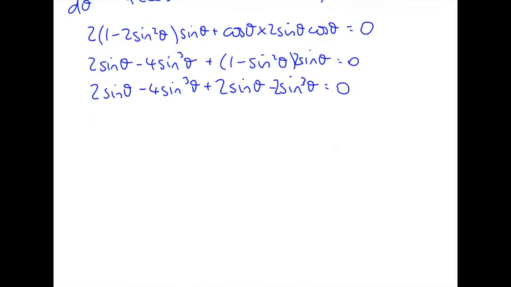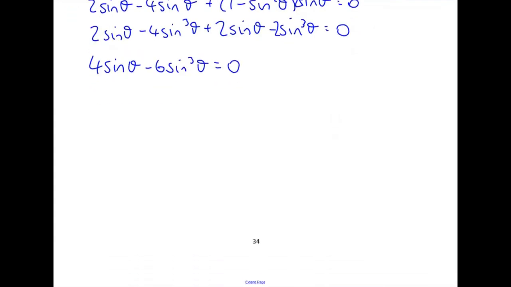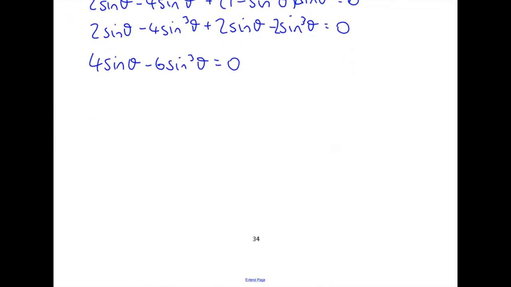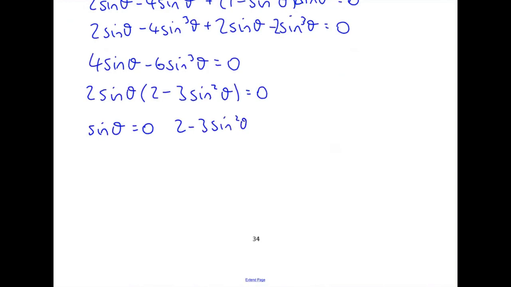Let's collect up my sines and my sine cubed. So I've got 4 sine theta minus 6 sine cubed theta equals 0. I could divide it all through by 2 if I wanted. And then I'm solving this, so I'm going to factorize out 2 sine theta. Leaves me with 2 minus 3 sine squared theta. And so I get solutions from sine theta equals 0, and I also get 2 minus 3 sine squared theta equals 0.